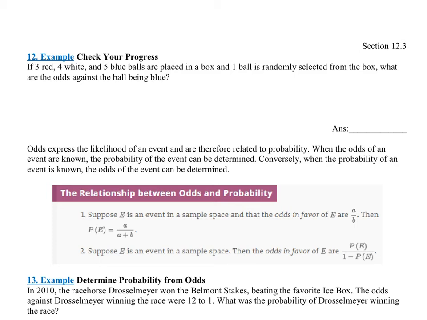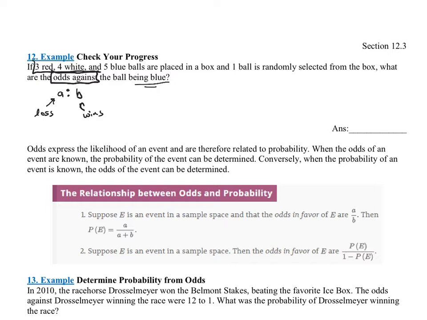Example 12 says, if 3 red, 4 white, and 5 blue balls are placed in a box, and one is randomly selected from the box, what are the odds against the ball being blue? Okay, so the first thing I need to realize is I'm doing odds against. So I'm going to write it as A colon B, where A and B are numbers. And because it's against, I want losses first, and I want wins second. Okay? So a loss, in this case, means it's not a blue ball.